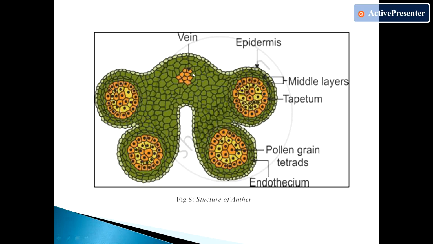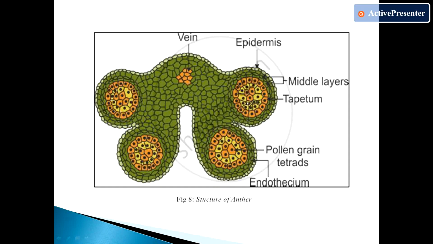Then the vein, the conductive tissue. Mostly 16 spore mother cells will be present inside the pollen sac. This we can call the pollen sac. Inside, 16 spore mother cells are there. They will undergo meiosis when they mature, and each spore mother cell will produce 4 haploid microspores, or pollen grains. So in one pollen sac, you can see 64 pollen grains.